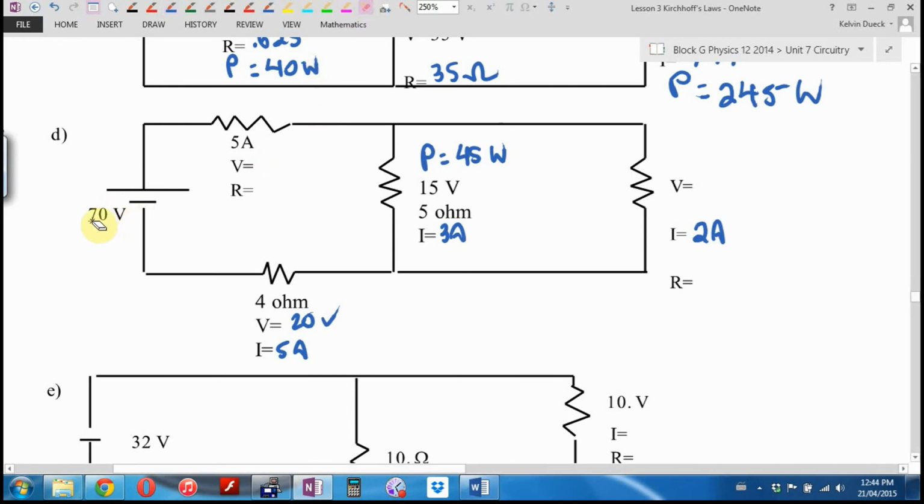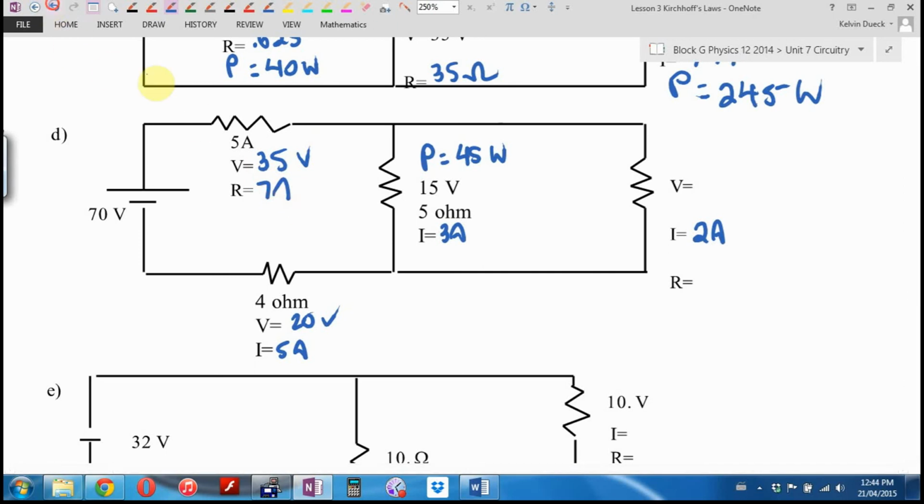How high? I times R. Is that okay? Yeah. Okay. And then once we had that 70, these three have to add to 70. There's 15, there's 20, that's 35, leaves me 35 here. Oh, what's the resistance? I know two, I know four things up there. What's the resistance of that top resistor? That's gonna be V over I.